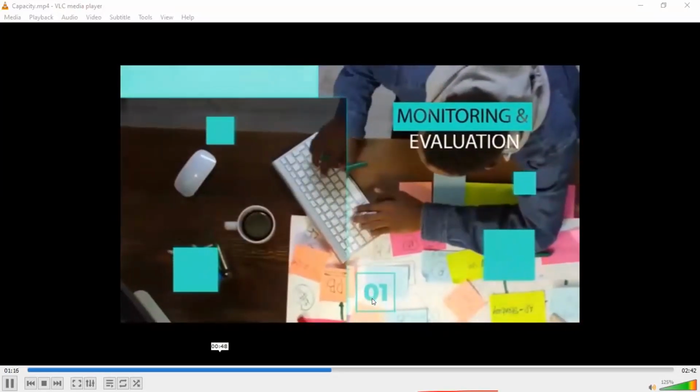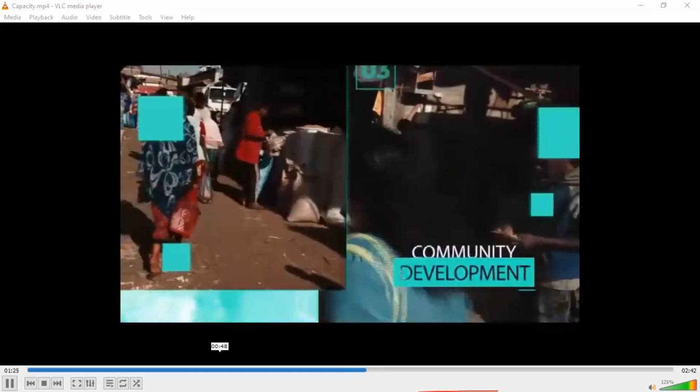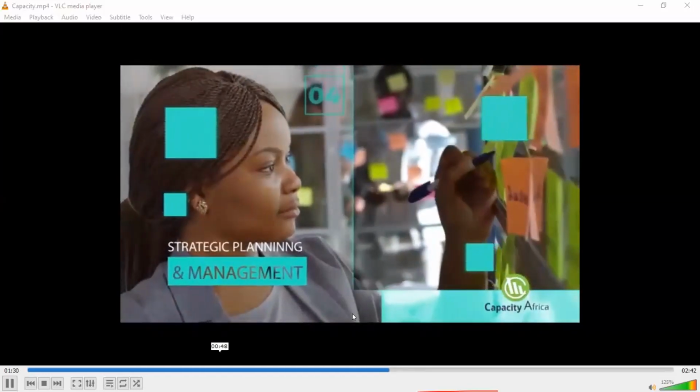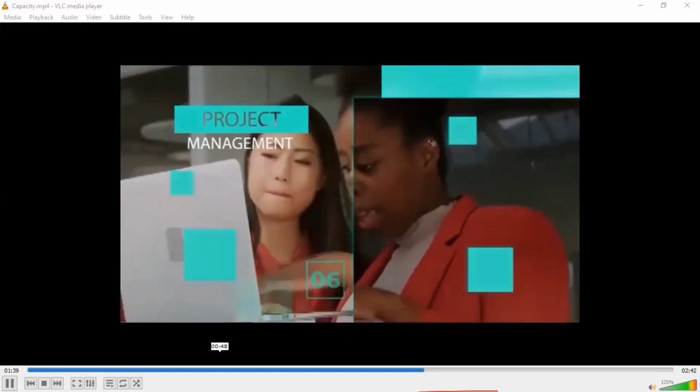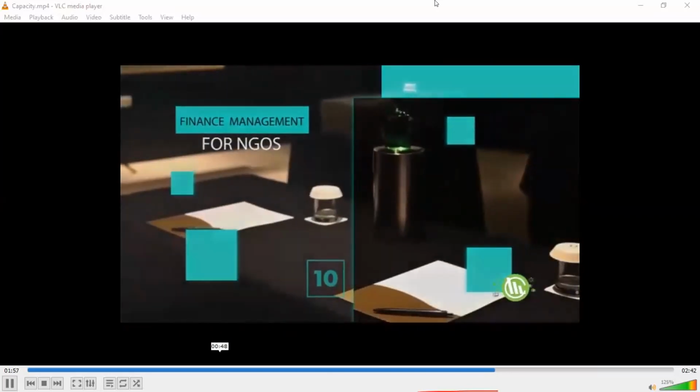Postgraduate Diploma in Monitoring and Evaluation, Postgraduate Diploma in Water, Sanitation and Hygiene, Diploma in Community Development, Postgraduate Diploma in Strategic Planning and Management, Postgraduate Diploma in Grants Management, Diploma in Project Management, Diploma in Nutrition and Dietetics, Diploma in Gender and Development, Diploma in Leadership and Management, Diploma in Finance Management for NGOs, and many more.